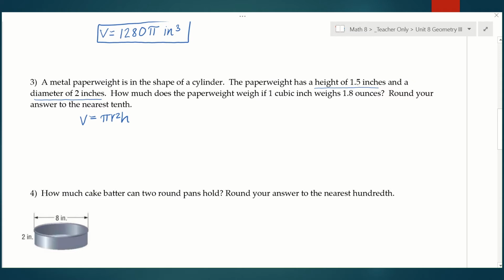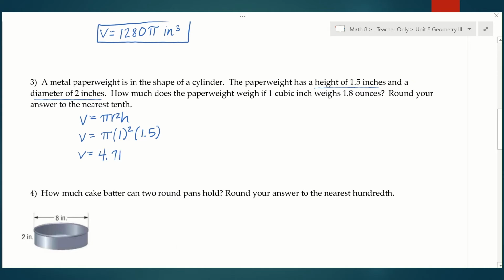Now, because the directions say to round our answer, that means that we should be using the pi key on our calculator. So when you show your work, we're going to leave pi as pi. We know our diameter is 2 inches, so our radius would be half of that, so times 1 squared, and our height is 1.5. So when you type this in, you're going to type in pi key times 1 squared, which is really just 1, times 1.5.